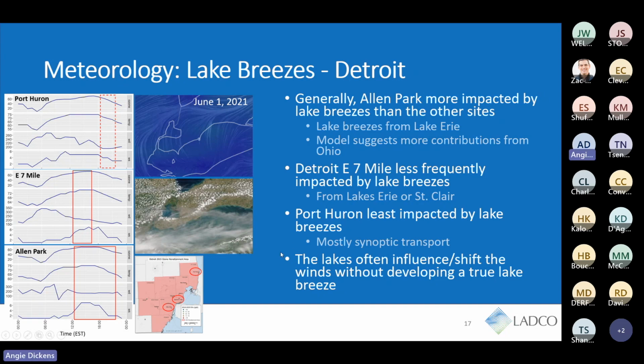Another point is that, like I already mentioned, this is a really complex area for the geography, and it looks like the lakes often influence the winds without really developing a true lake breeze, where you have the full cell with return flow and everything. But often you can see the lakes bend the winds. I think it's not a true lake breeze, but they are impacting the winds.